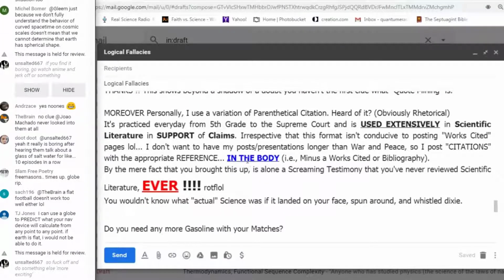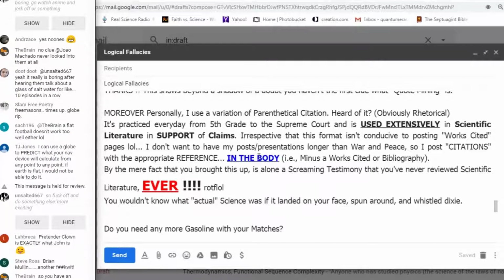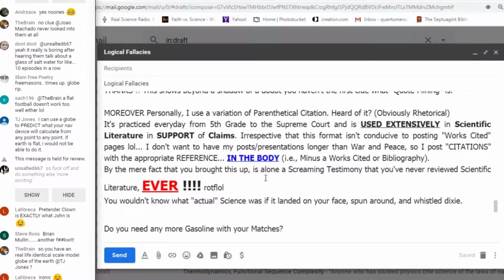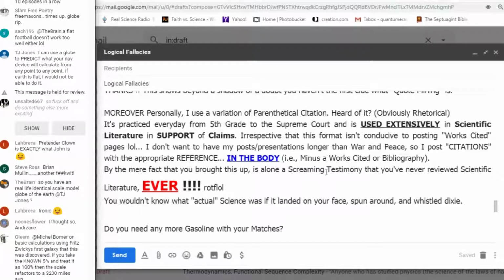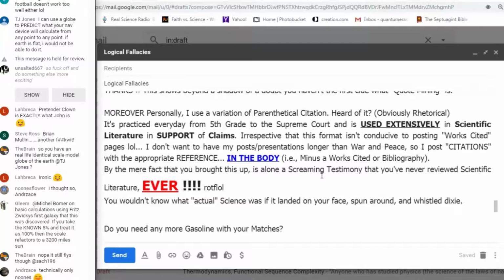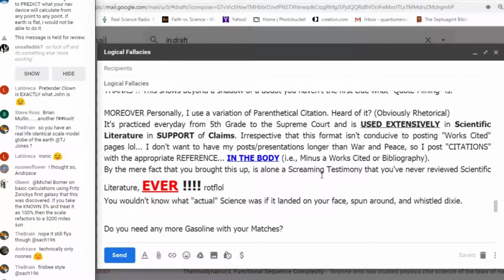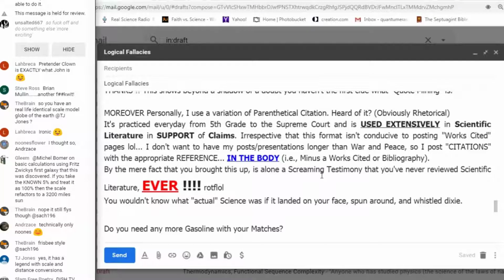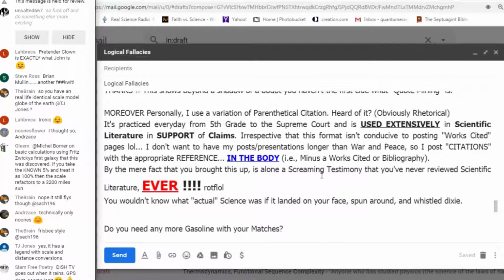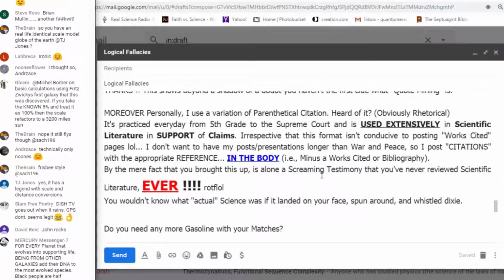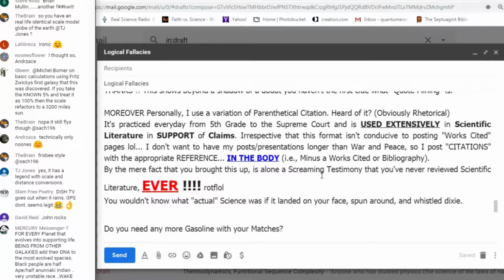Moreover, personally, I use a variation of parenthetical citation. Heard of it? It's practiced every day from fifth grade to the Supreme Court and is used extensively in scientific literature in support of claims, like we just looked at with the quantum eraser choice that I posted earlier. Irrespective that this format isn't conducive to posting works cited pages, I don't want to have my posts or presentations longer than War and Peace, so I post the citations with the appropriate reference in the body of the presentation, right? I want to have it right there so we can see the whole thing right there. We don't have to go down to the works cited page. I'm not going to make a works cited page for a presentation.